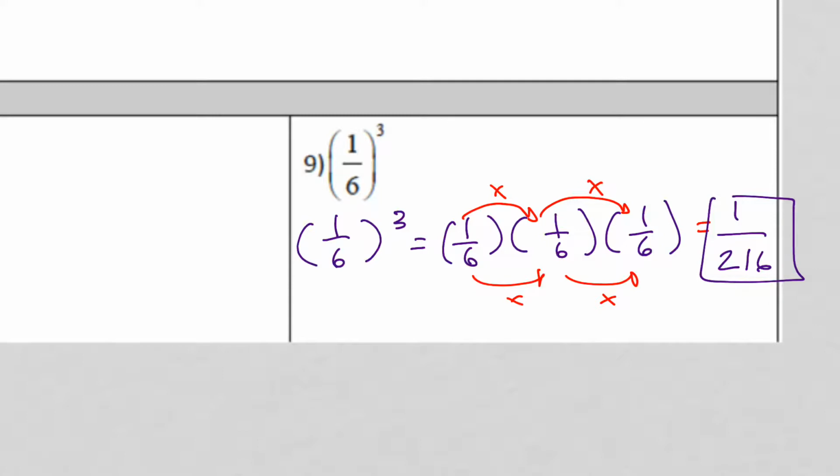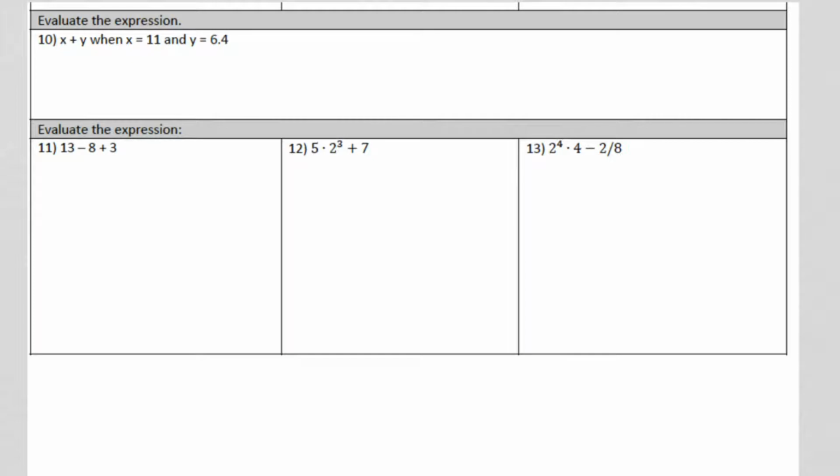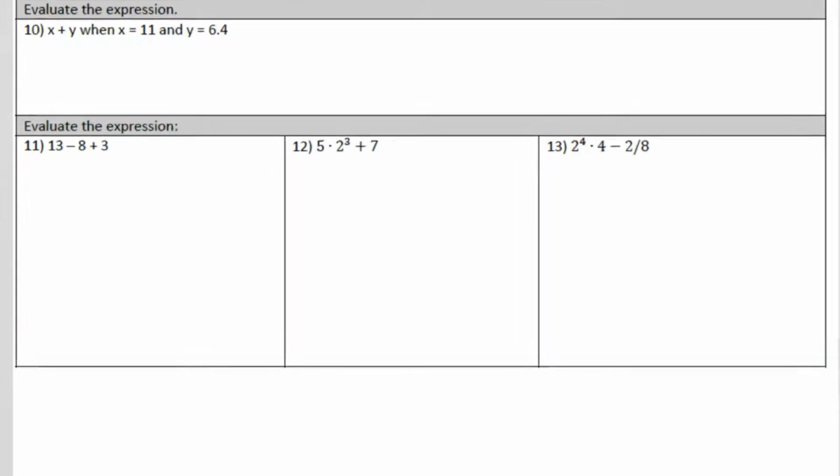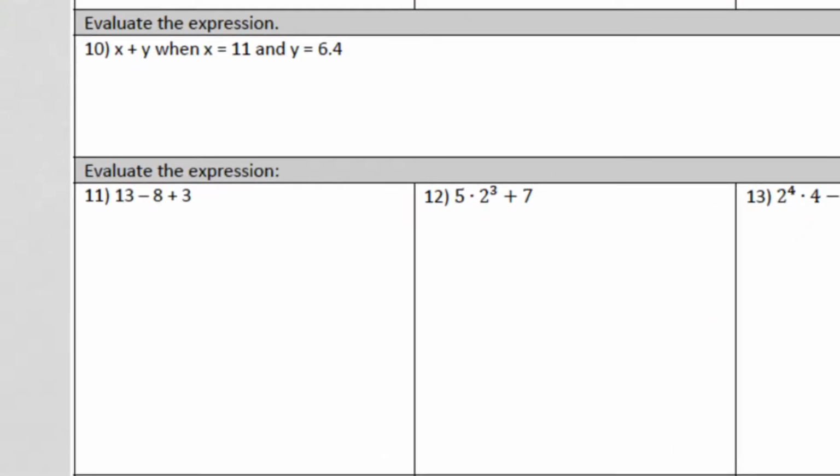Okay, moving on here. Let's check out the next part. Okay, number 10. It says evaluate the expression. So I'm going to set it up, and I'm going to let you guys solve it. So it says x plus y. You want to know, again, evaluate does not mean solve. We're just taking the bigger problem and making it smaller. So what we're doing here is we're taking x, which is 11, and plugging it in for x over here. We're going to take 6.4, which is y, and plug it in for y right there.